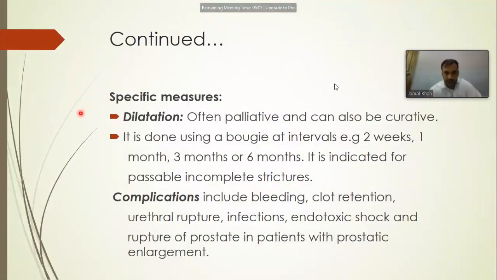Specific measures, the first one is dilatation, often palliative and can also be curative. It is done using a bougie at intervals, for example 2 weeks, 1 month, 3 months, or 6 months. It is indicated for possible incomplete strictures. Complications of dilatation include bleeding, clot retention, urethral rupture, infections, endotoxic shock, and rupture of prostate in patients with prostatic enlargement.